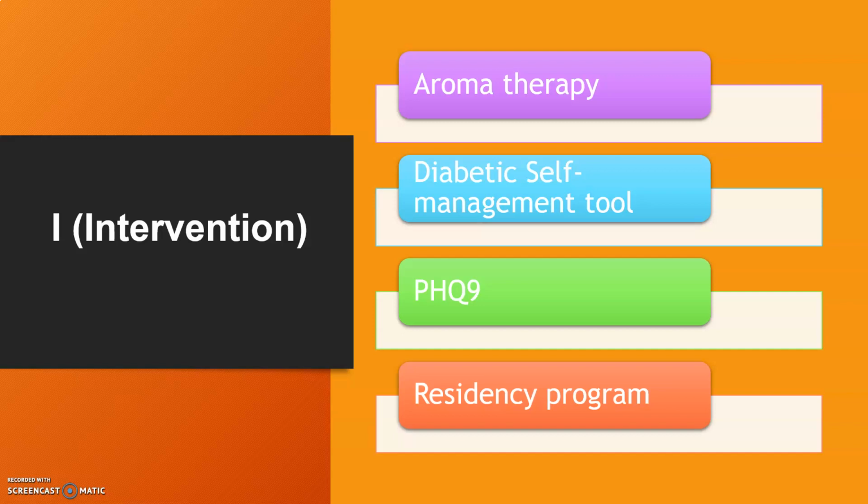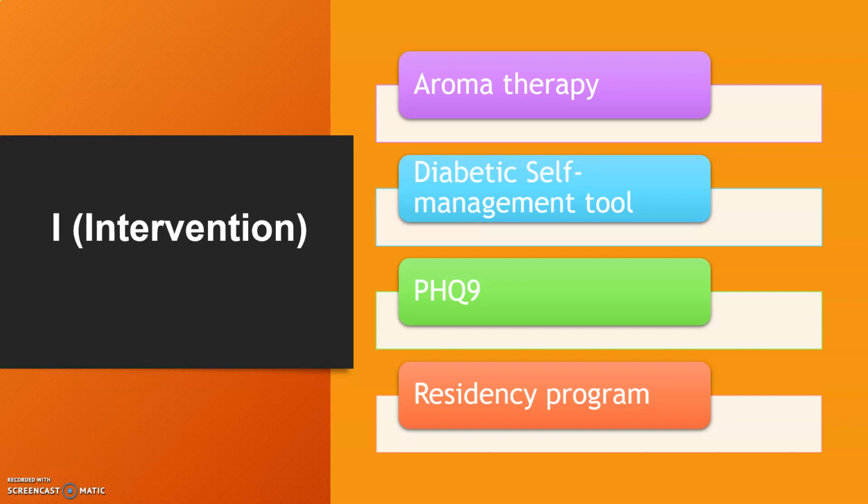So when we talk about intervention, say for example, you're working in an infusion suite, infusing chemo. And instead of giving pharmacological therapy to reduce nausea and vomiting, you want to try aromatherapy, or you may want to try ginger tea. So that's an intervention, something that is not being currently used in that setting. Or what about a diabetic self-management tool that you can use that will decrease blood glucose level? Or the PHQ-9 tool that can be used to diagnose depression, or a residency program.